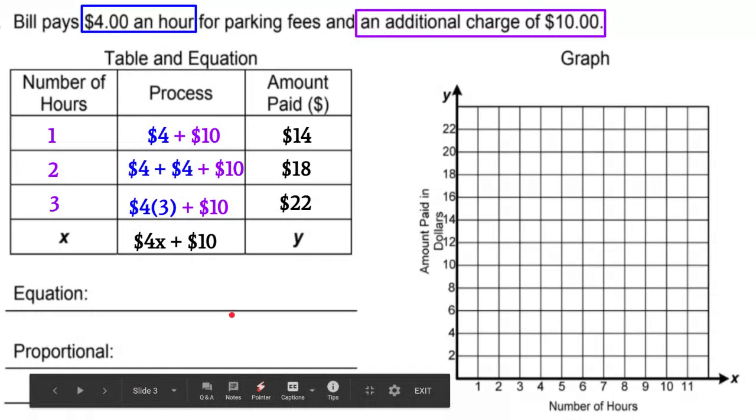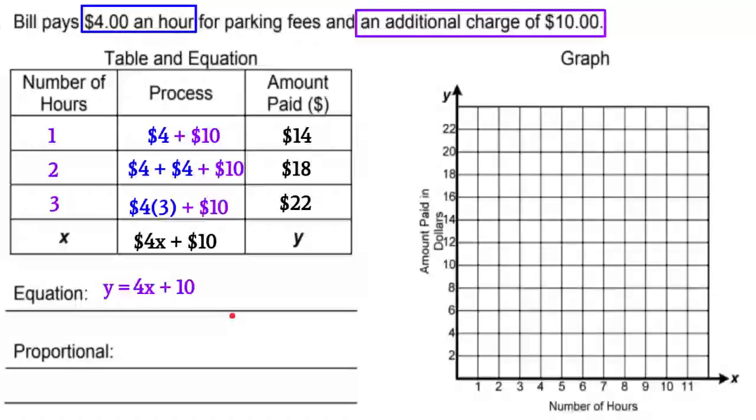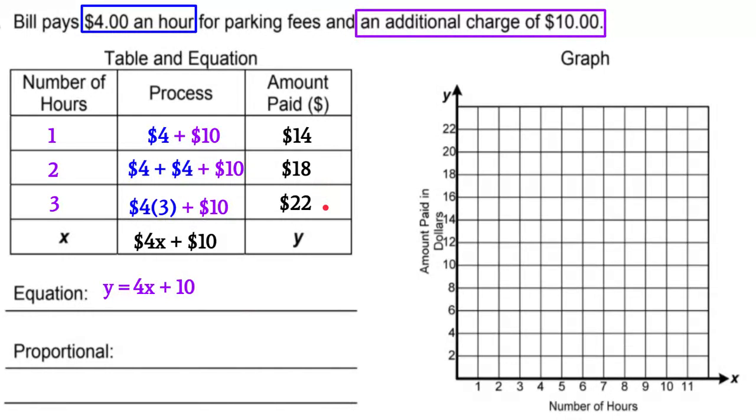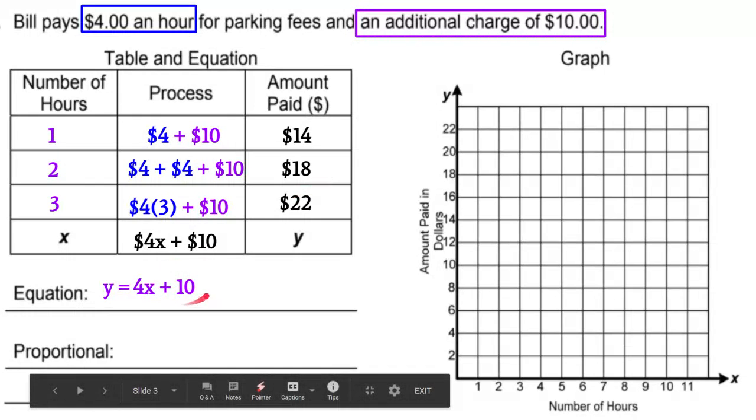I can also see what's happening, so I can take that $4 times x, which represents any hour, plus 10, and that will give me my y and my equation. When looking at the change in y, I see that it's increasing by 4 each time. But when I set up my ratio 14 over 1, I get 14. 18 over 2, I get 9, which means I'm not getting equivalent ratios. Another indicator, this is non-proportional. In my equation, I see that plus, which gives me my y-intercept, telling me it's non-proportional.